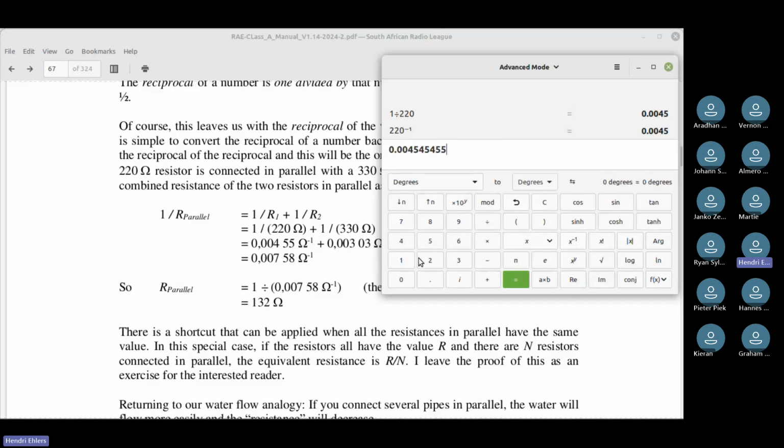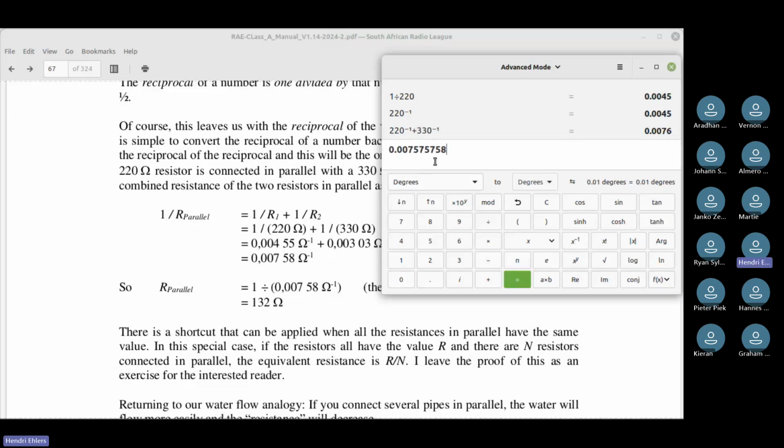So if we take 220, we do that thingy, and we add it to 330, and we do that to the 330, and we equal, we get that value. But in order to see the actual RT, we must turn it around. See, we are pretty close to what they've got there. So if we do that to that, we should get to that answer.